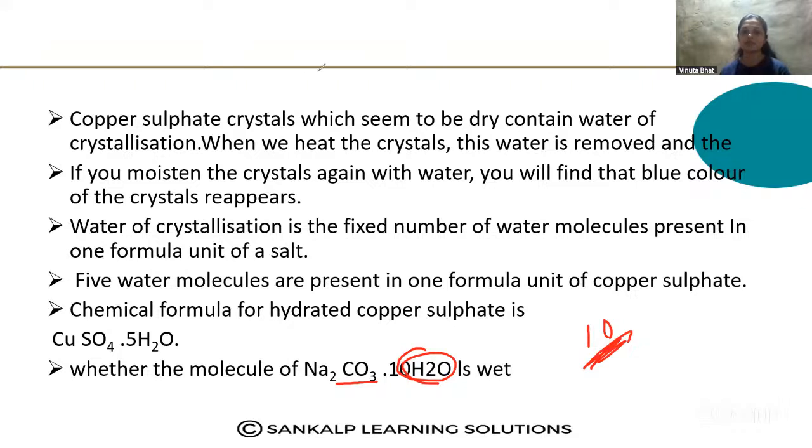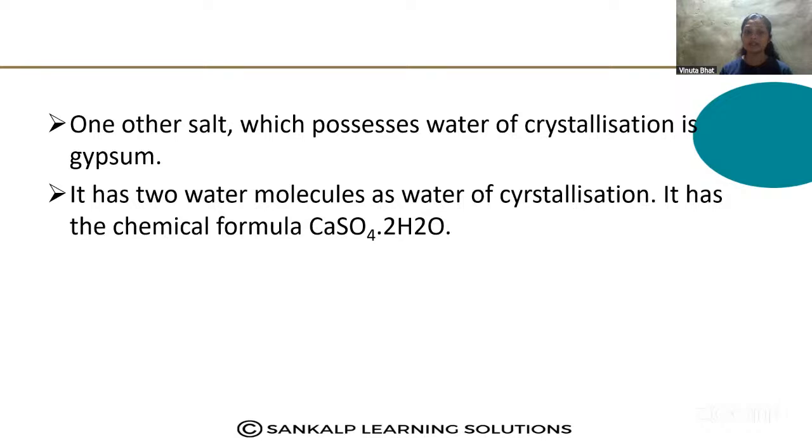Okay, so what we can say, some salts contain the water of crystallization. Already some molecules of water are present in the formula of that salt. Here one other salt which possesses water of crystallization is gypsum. So gypsum, how many water molecules are present here? Anybody, how many water molecules are present here?